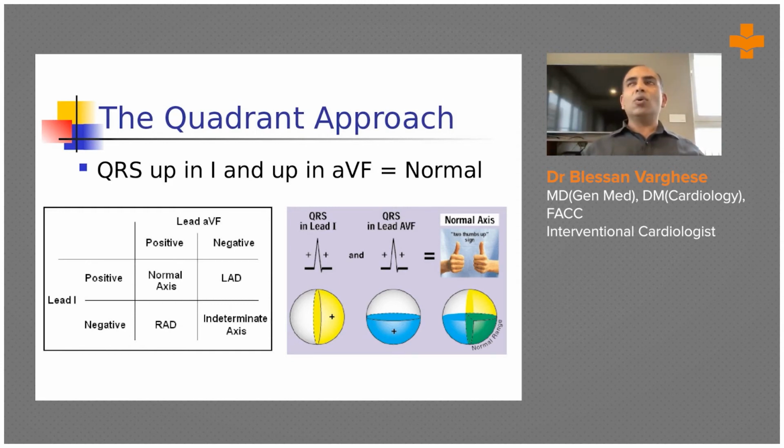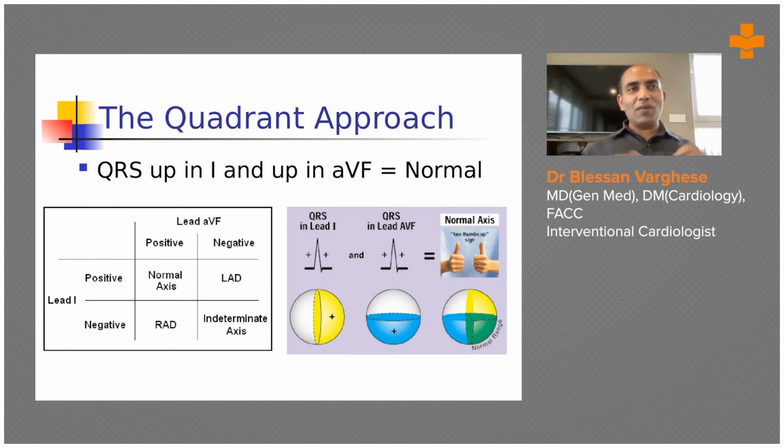If all the leads I told you have a positive deflection, that means you have positive deflection in 1, 2 and AVF, or in a more simple way 1 and AVF, your axis is the normal axis. Now if lead 1 is positive and lead AVF or lead 2 is negative, you have the left axis deviation.